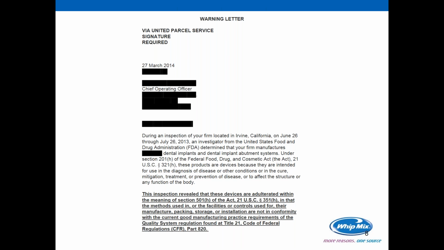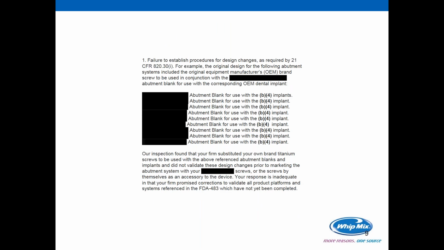Now, for this particular warning letter, I'm not going to go through the whole thing, but I am going to look at the first item that they listed for this company. It says finding number 1, failure to establish procedures for design changes as required by 21 CFR 820.30(i). Now, having the experience that I do, if I were to receive this, the first thing I would do is go to the CFR regulations from FDA. And as luck would have it, I happen to have a handy dandy book right here in front of me. Section 820.30(i) says, each manufacturer shall establish and maintain procedures for the identification, documentation, validation, or where appropriate, verification, review, and approval of design changes before their implementation.